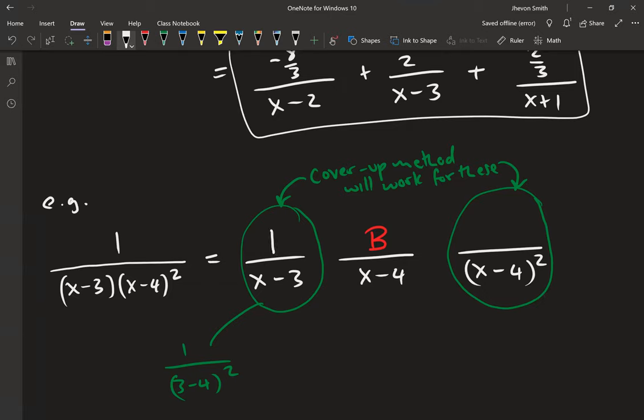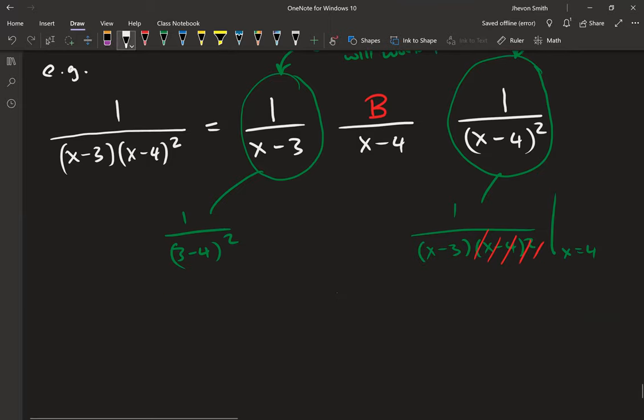Then for the x minus 4 squared, I can cover up the entire x minus 4 squared. So I look at the 1 over x minus 3 times x minus 4 squared. I am going to cover up the whole thing here and plug in x equals 4. Evaluate this at x equals 4, and I would get 1. And I can put that here. Now to find the B, you would use one of the previous methods. However, it's not going to be a whole system of equations or anything like that that you have to deal with, because now there's only one unknown you have to figure out. So to find the B, you would use one of the previous methods.